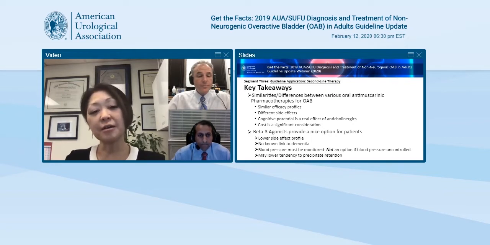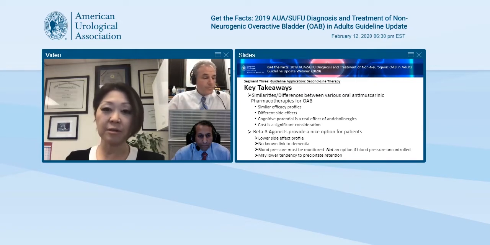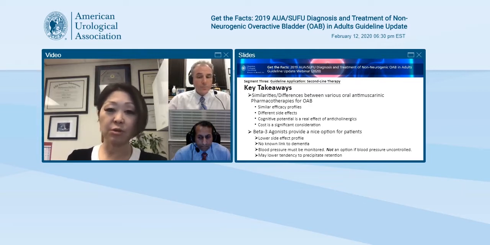I think so far as we know, with our current knowledge, there is no link to dementia, which has now come out in yet another paper that makes it concerning for us to administer antimuscarinics long-term to patients. Again, you have to monitor the blood pressure, make sure that we don't set off a high blood pressure, and you don't want to give it to people who have a baseline high blood pressure.